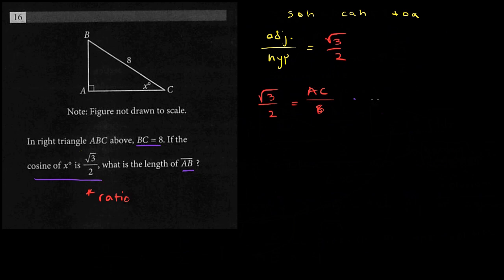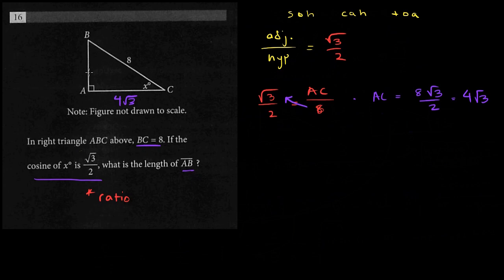And so if I solve for AC now, I can cross multiply 8, and that's going to be 8 root 3 over 2, and that's just 4 root 3, right? And so AC equals 4 root 3. I just used this ratio right here to solve for AC, right? Now, I can use the Pythagorean theorem to solve for AB.